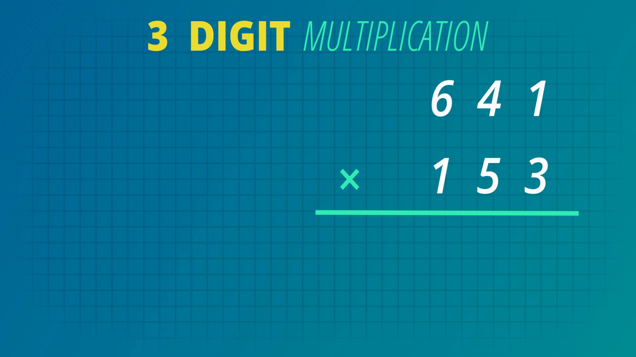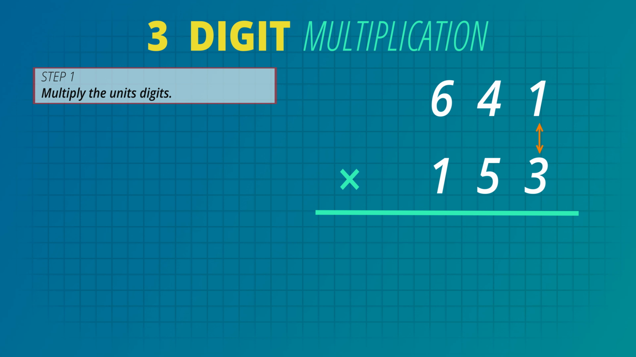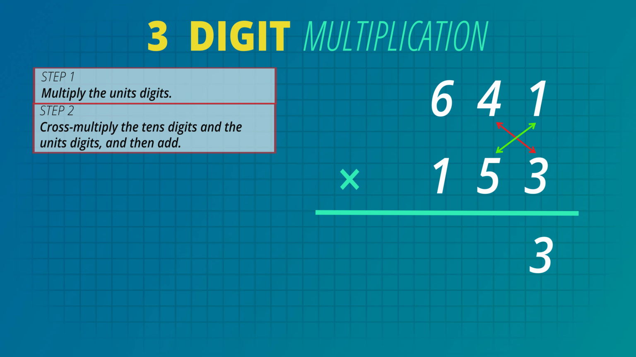In the final example of 3-digit multiplication, we'll do 641 multiplied by 153. Step 1. Multiply the units digits. 1 times 3 is 3. Write 3 in the answer. In the second step, cross-multiply the digits in both tens and units and then add. 4 times 3 is 12. 5 times 1 is 5. 12 plus 5 is 17. Write 7 in the answer and carry the 1 over to the next step.